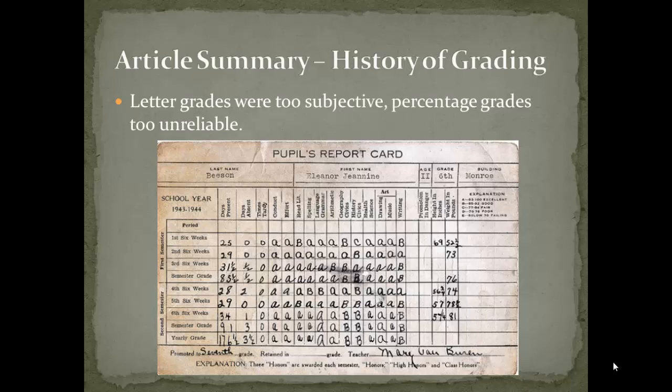Since then, the Ministry of Education has decided to centralize the way in which grading is reported, with grades 1 to 6 receiving letter grades and 7 to 12 receiving percentage grades.